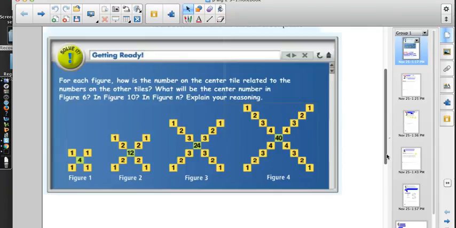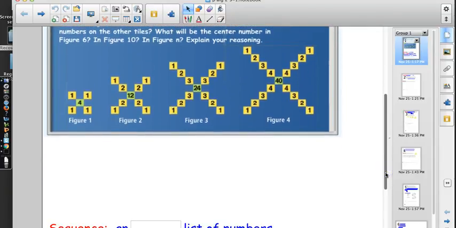So this one says, for each figure, how is the number in the center of the tile related to the numbers on the other tiles? And then it says we could go on and talk about what will be the center number in figure 6, in figure 10, figure n, and explain our reasoning. And we're not necessarily going to go through this whole thing, but what I wanted you to do is see if you could figure out the pattern that you see in these figures.